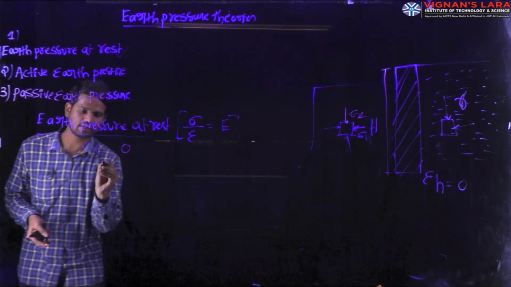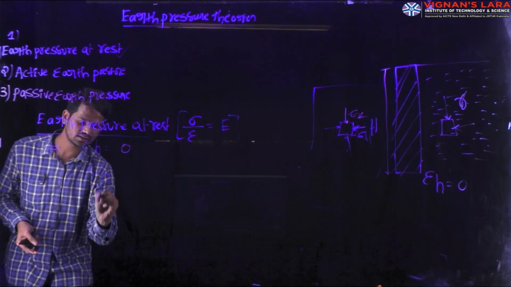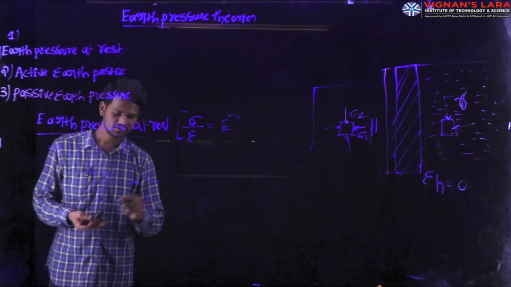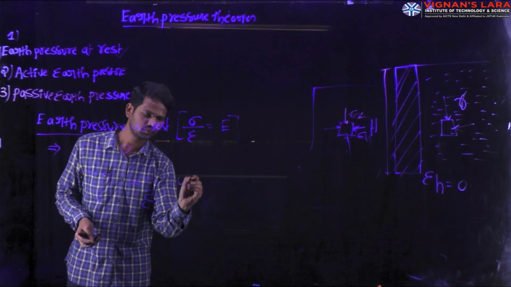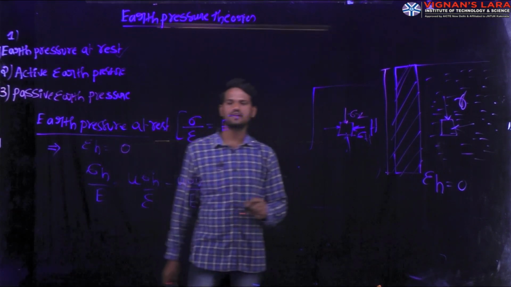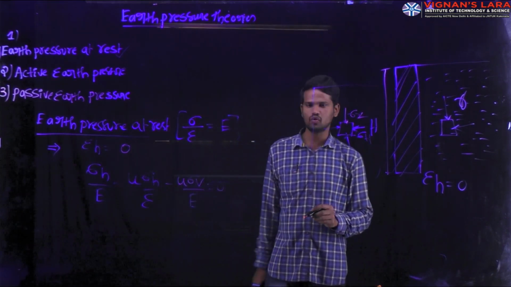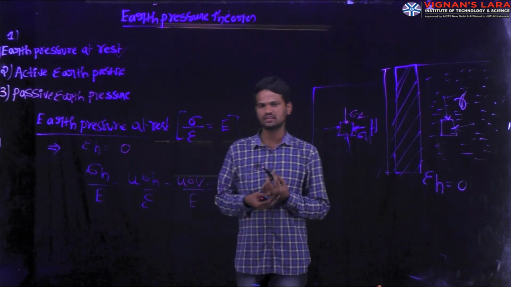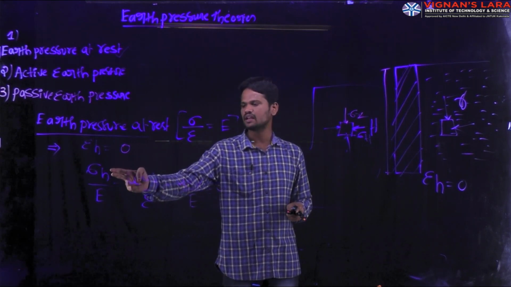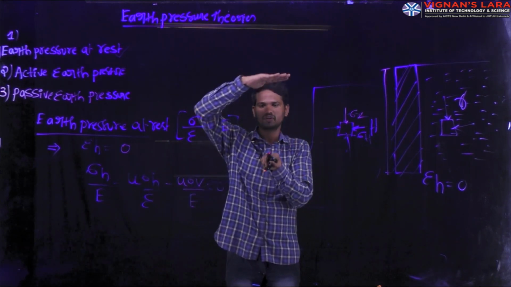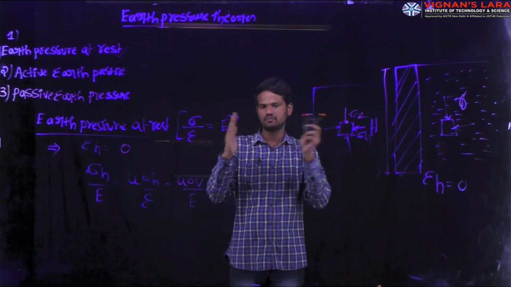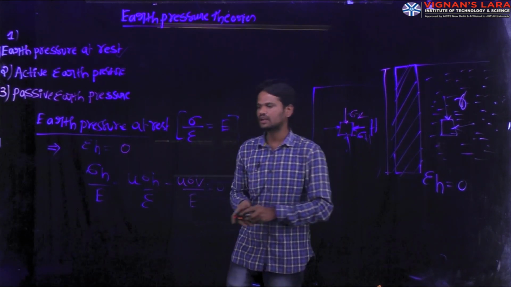For this we have sigma h by E minus mu into sigma h by E minus mu into sigma v by E equals 0. This is the formula we are taking from Hooke's law. If you see your basic strength of materials, from this we are calculating the horizontal pressure as well as the vertical pressure. If you apply a certain amount of load on this element, the member may deform in the horizontal direction as well as in the vertical direction.